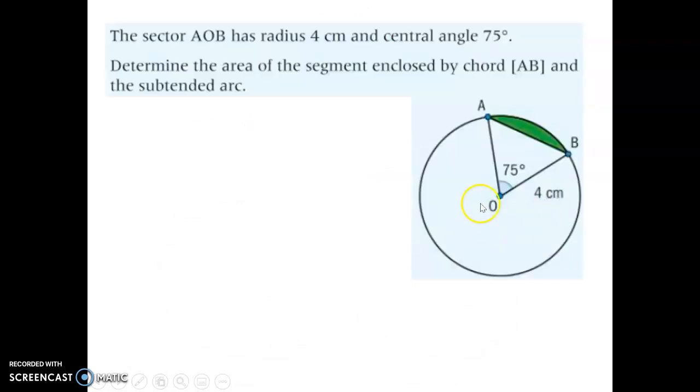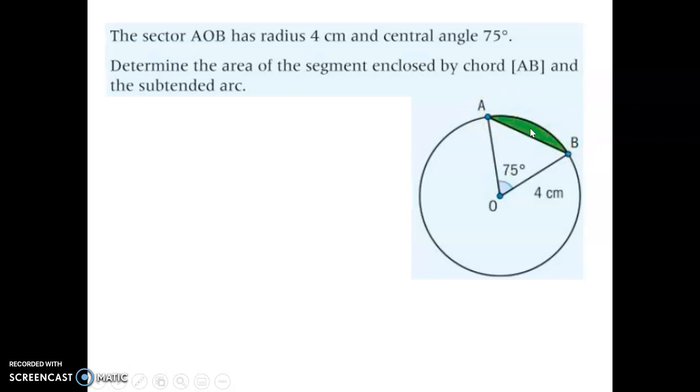So here we have a sector AOB, okay? So this full slice would be the sector, and it has a radius of 4, central angle is 75, and it says, determine the area of the segment, so this green one here, enclosed by chord AB and the subtended arc. So you're looking for the green here.